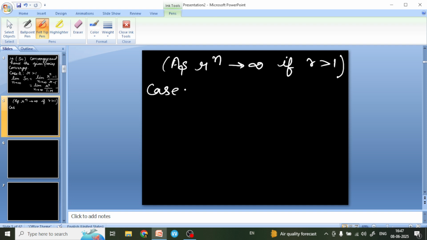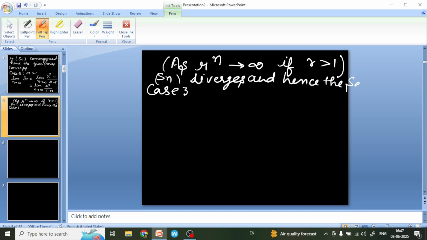Here we can say Sn diverges and hence the series diverges.